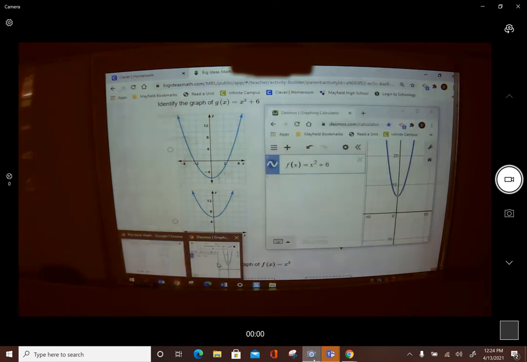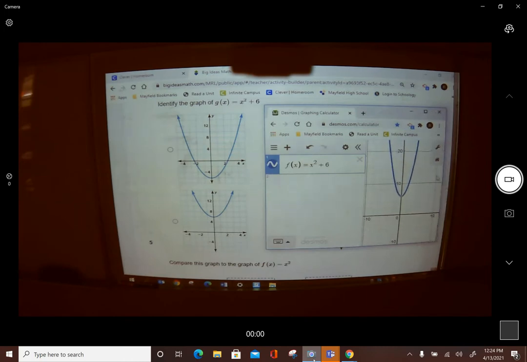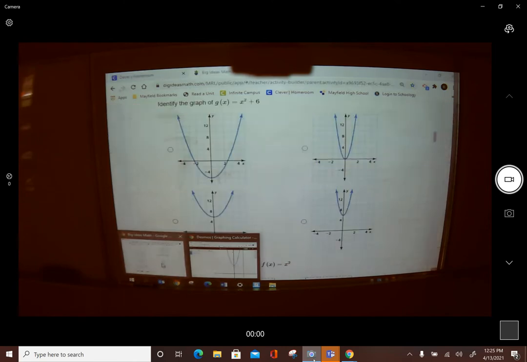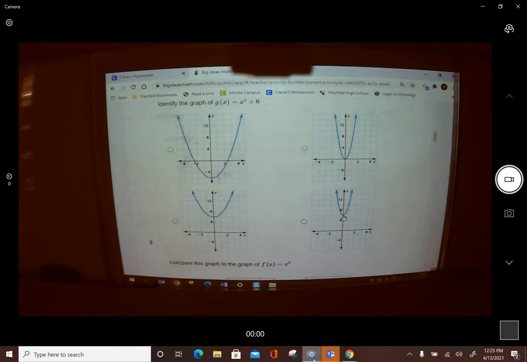So here's the graph of it on Desmos, okay? Now, as I look at it, I'll explain it out a little bit. I'll go full screen. We can see that we have a vertex at (0, 6). So when we go back to our page, only 2 of these are even possible. This one and this one, okay? These two don't work because they do not have their vertex at (0, 6), or the y-intercept at the same point. So we see that it's moved up 6 units.